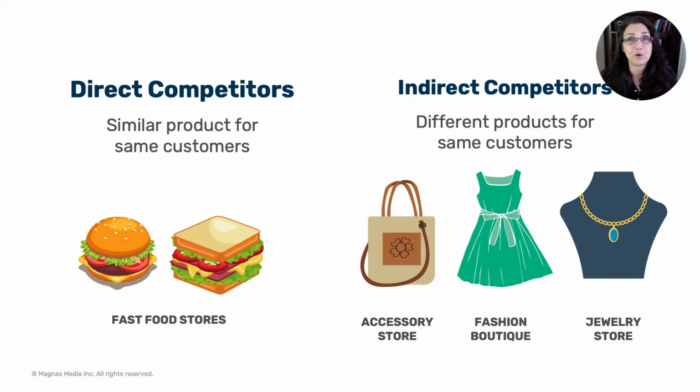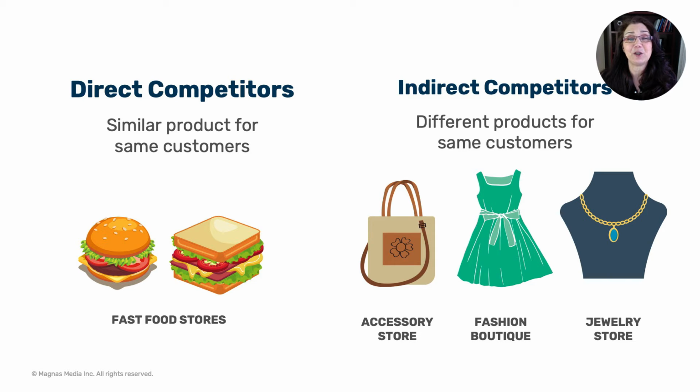For example, if you're going to a burger place or if you're going to a local sandwich shop, these would be direct competitors because they're both competing for your lunch money. So you can go buy a burger, you can buy a hot dog, you can buy a local sandwich, you can buy a pizza slice. These are all direct competitors because they're serving the same need, the same customer at the same time.